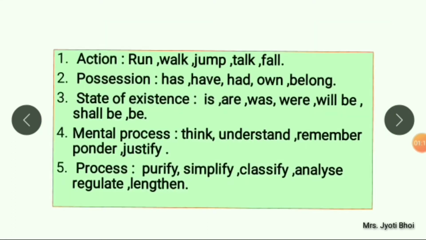Here, action: we watch action movies on television. These are full of action like run, walk, jump, fight, etc. So they are called action verbs. Then possession: have, has, had, own, belong. We say I have a pen. He had a pen. I own a bungalow. I belong to this place. This shows we are the owner of the thing. That's why these are possession types of verbs.